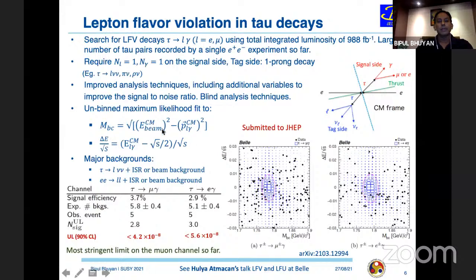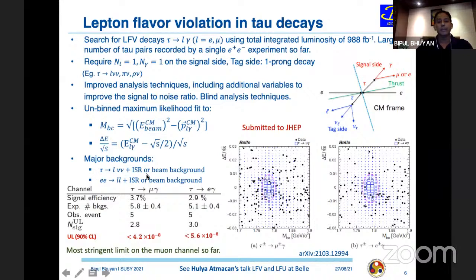Now, to extract the signal yield, we do an unbinned maximum likelihood fit to two particular variables called MBC and also the unit square root of S. You can see the plot on the right-hand side for both tau to mu gamma and tau to e gamma. Here you can see the signal region encircled with a magenta line for both cases, and the blue squares are the signal-related events.